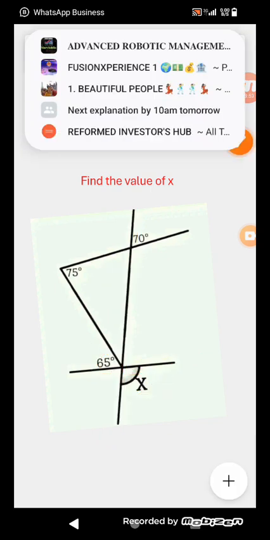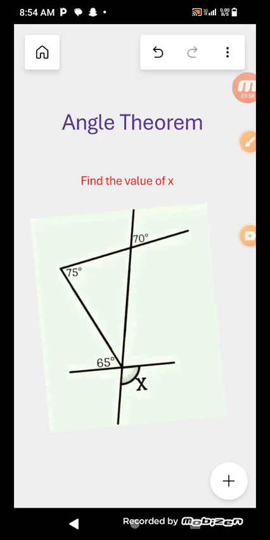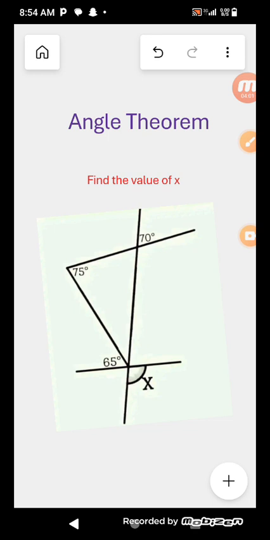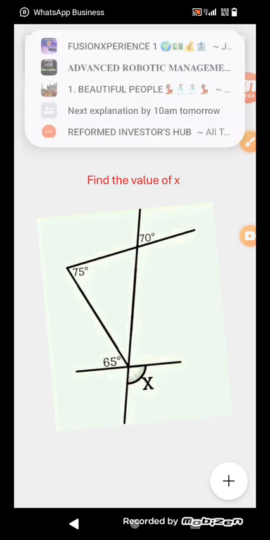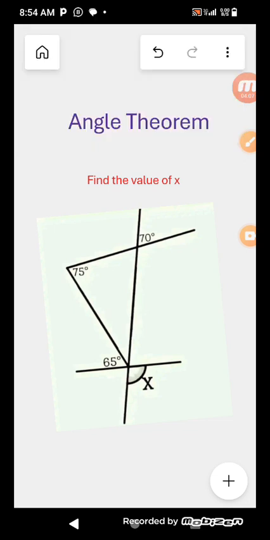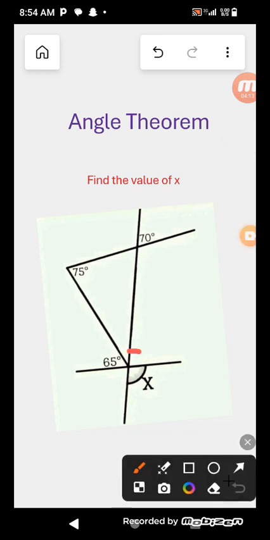Let's look at it again. Please, let's quickly get it right before we make a mistake. If this is 35 here, the angle theory tells us that the sum of angles on a straight line is 180. So I'm going to have 65 here, 35 here, which is 100. This angle will be 180 minus 100, which is 80. Based on the angle theory that vertically opposite angles are equal, here too will be 80.